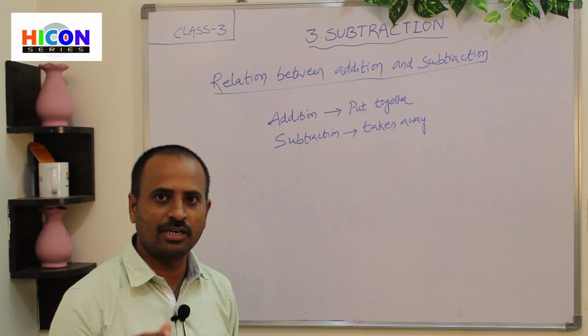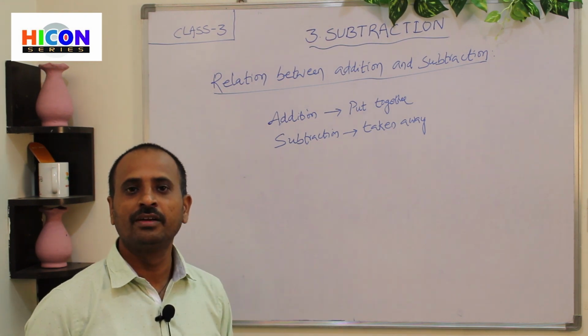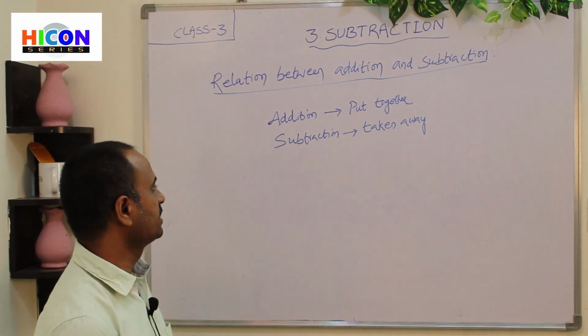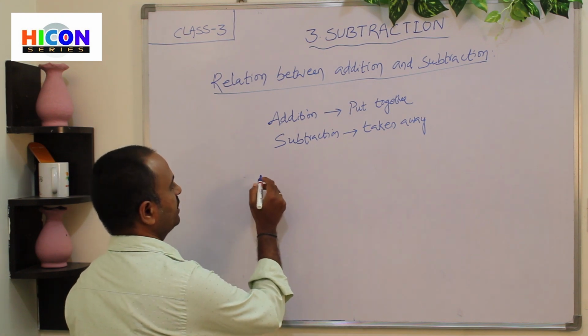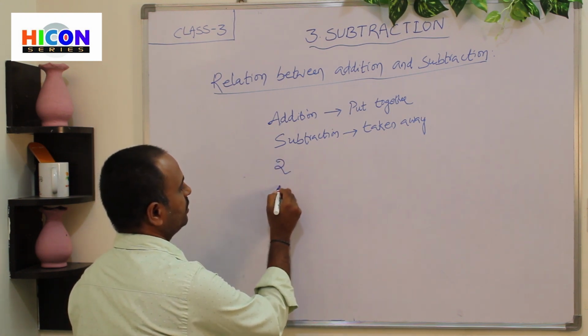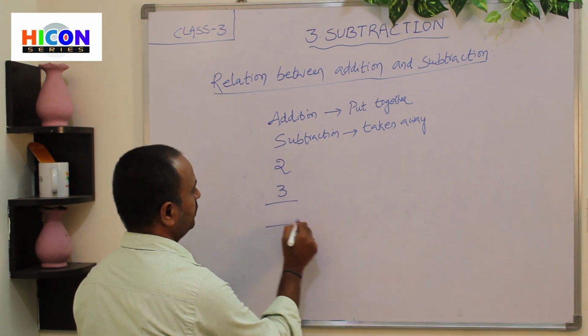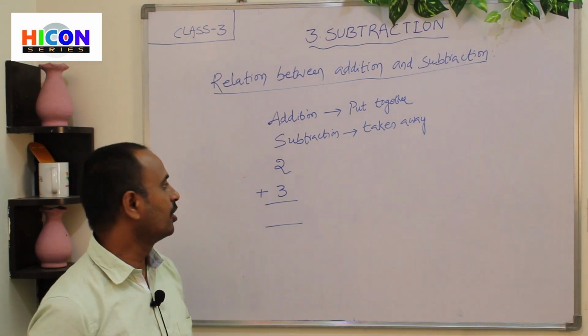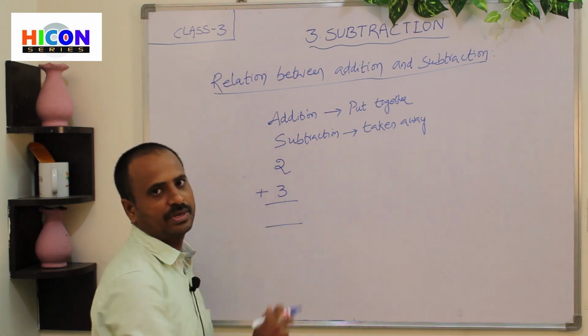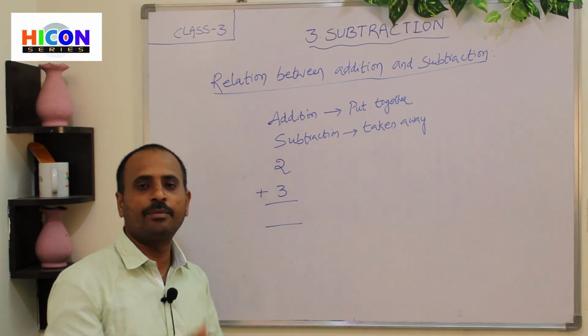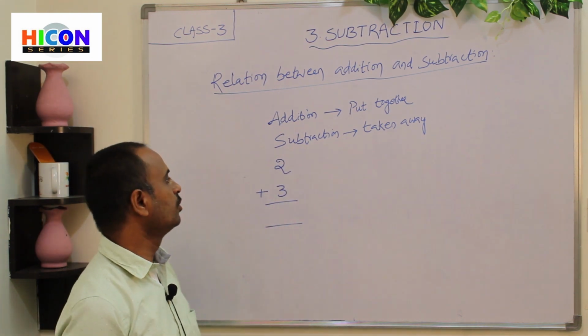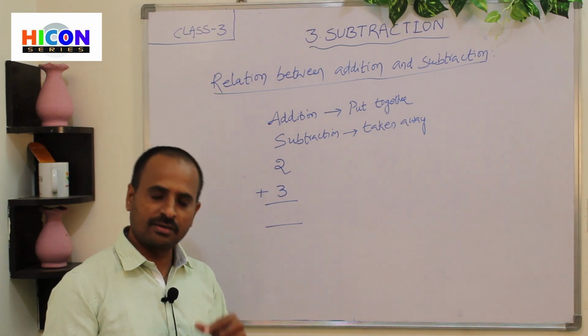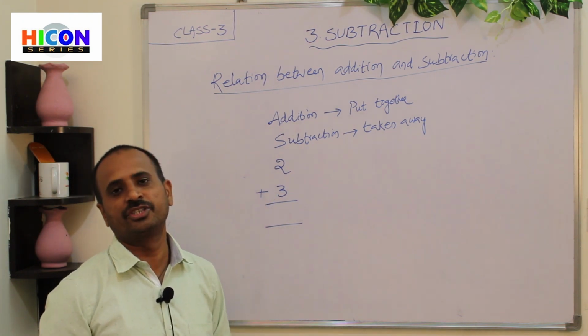Now let us see a small example to understand the relation between addition and subtraction. What is the addition of 2 and 3? Now we will add 2 and 3. Here I will put the plus symbol. Plus means addition. Addition means combining, combining means put together. We have to put 2 and 3 together, then we will get the sum.